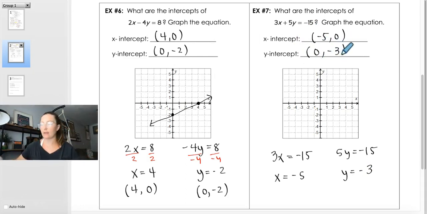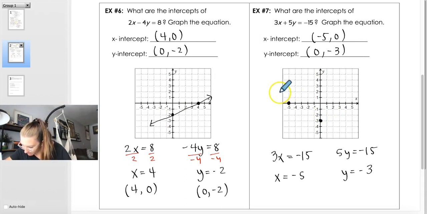Let's go ahead and connect those, plot them and connect them. So when I plot this, I'm at negative 5, 0, and 0, negative 3. And again, connect this with a nice straight line.